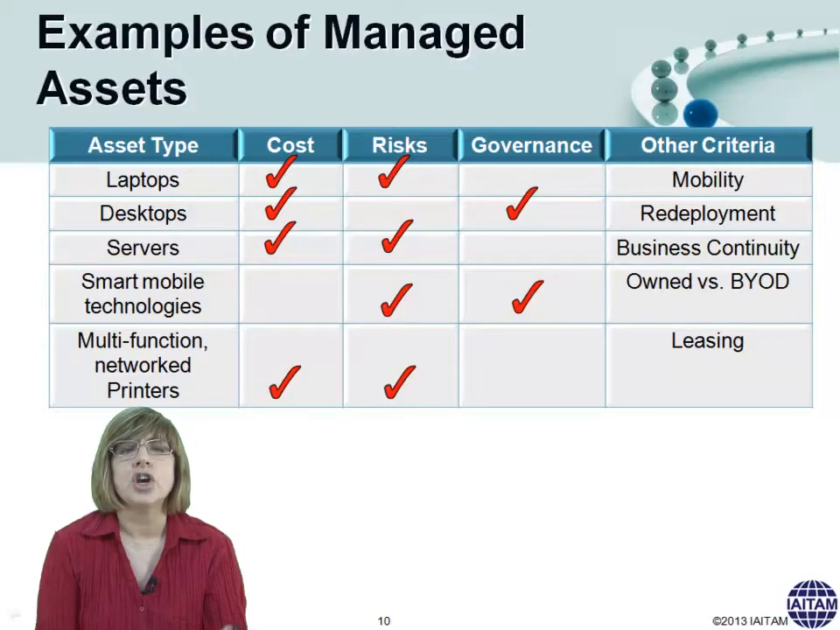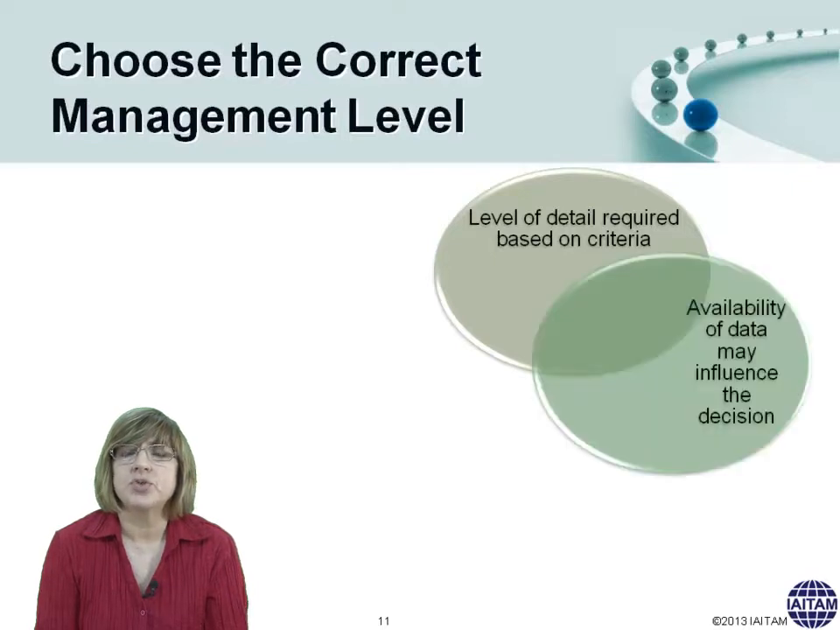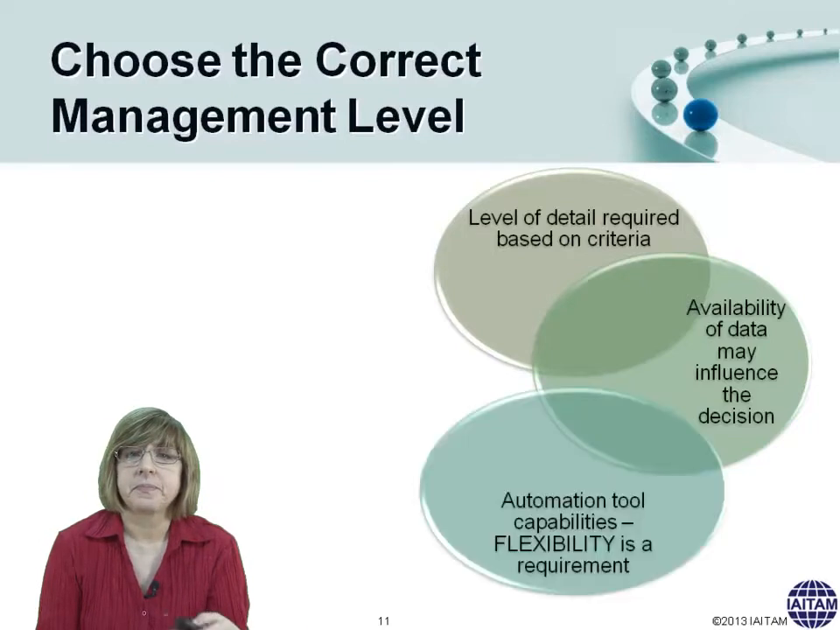So consider it. Create your own managed asset report. And then choose the correct management level. What detail is required for you to manage? What about how we get that data? Do we have the capability of getting that data? Is the vendor supplying it to us? Is it easily determined from a discovery tool or whatever tools we have available?